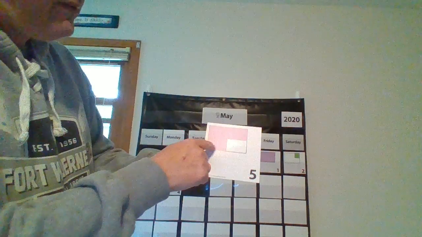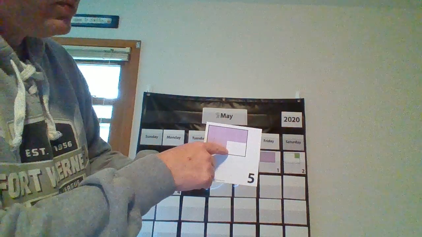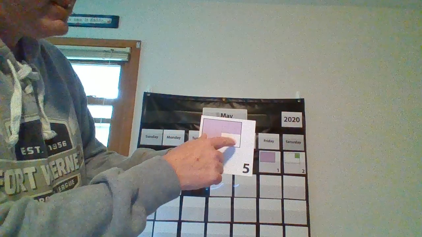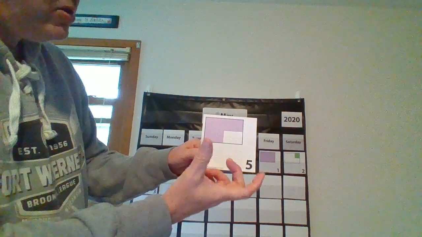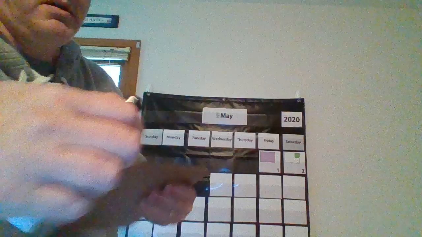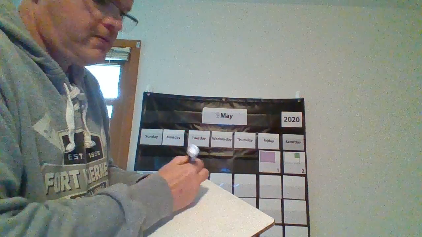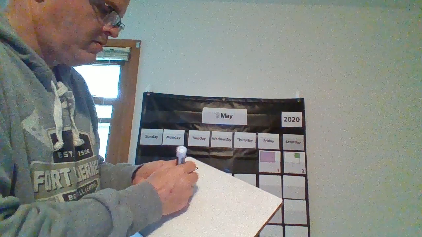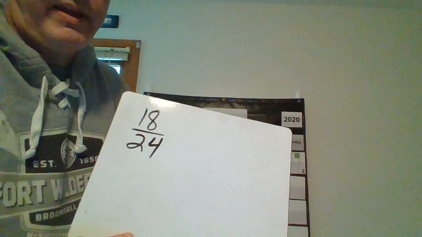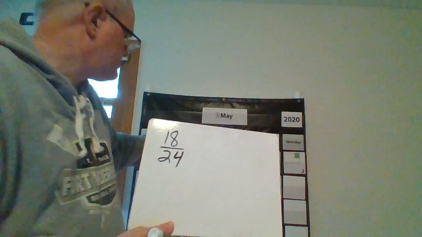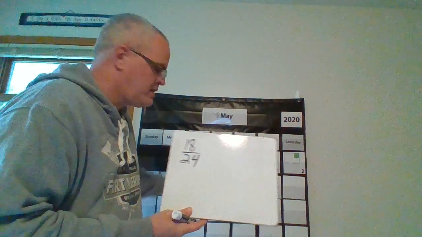We know there's 24, right? And we can look at this real quick and say 3, 6 is not. So we have 6 not shaded. So total shaded, if it's 24, we have 6. We know that will be 18 out of 24. So we have 18 out of 24 shaded. So 18 shaded out of 24.